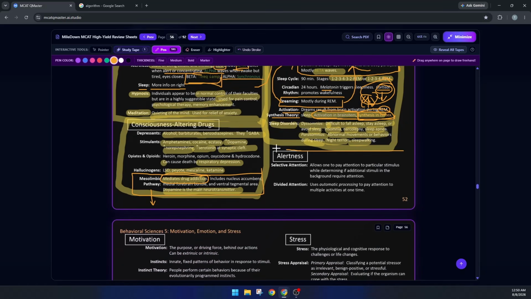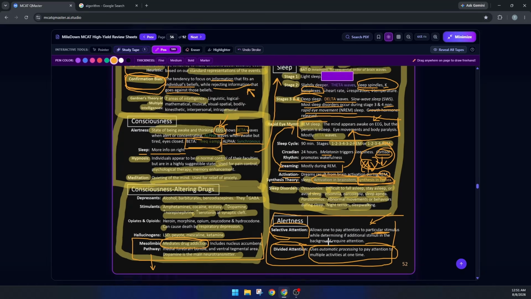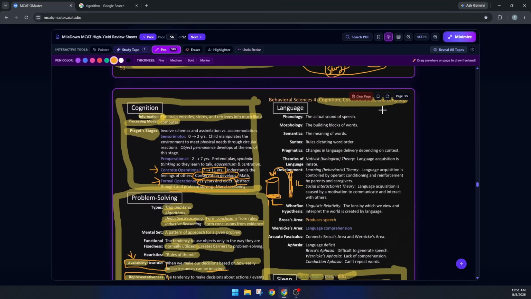Alertness. So you can be different types of alert. You can have selective attention or divided attention. Selective means you're paying attention to only one thing. So for example, your teacher's talking in class and you're only paying attention to the teacher. That's selective attention. Divided attention is when you are trying to multitask. Okay?